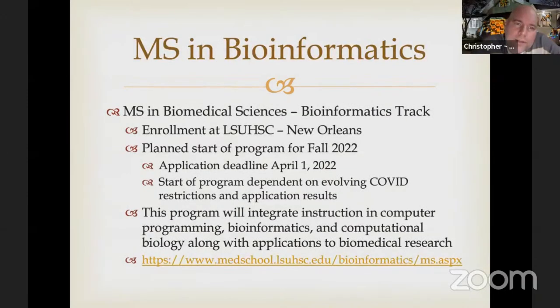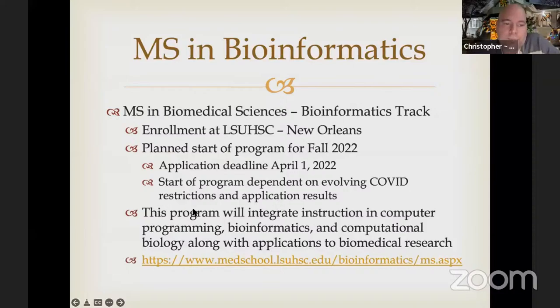Lastly, at LSU Health Sciences, this has been in progress for a while. My colleague here, Chendo Hicks, in the genetics department has spearheaded a bioinformatics track within a master's program in biomedical sciences. We had intended to start enrollment a few years ago, but the COVID-19 pandemic intervened, and we have now pushed the planned start of the program to next fall with an application deadline in April. But again, the start of this program is really dependent upon our evolving COVID restrictions and the results of applicants to the program, whether we get it started or not.